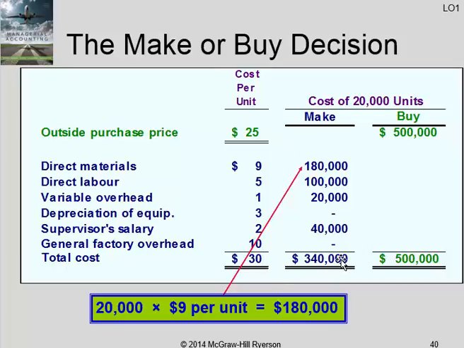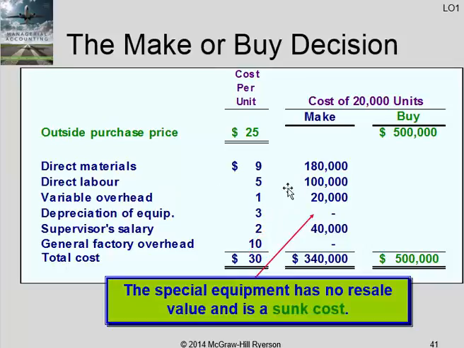$25. The make is $340. But now we have to go through this and see which of these costs actually makes sense to include, or is actually avoidable.